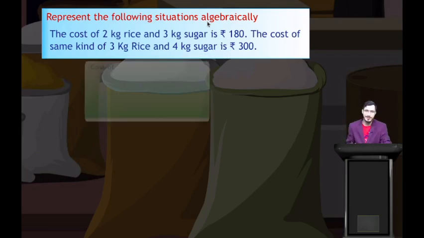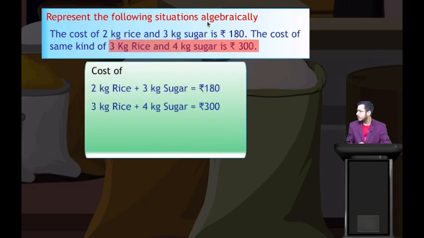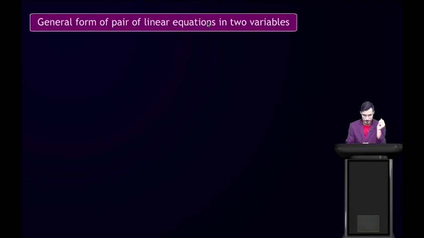We have another situation. The cost of 2 kg rice and 3 kg sugar is rupees 180, and the cost of the same kind of 3 kg rice and 4 kg sugar is rupees 300. So here the cost of 2 kg rice plus 3 kg sugar is rupees 180, and the second equation is 3 kg rice plus 4 kg sugar is rupees 300. So we can write 2r plus 3s is equal to 180 and 3r plus 4s is equal to 300.